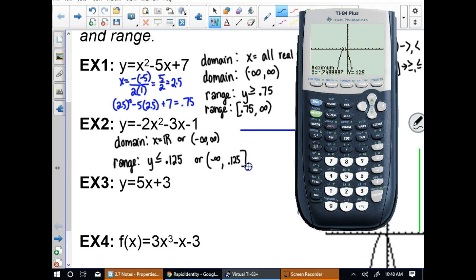Okay, questions? All right, let's look at 3. 3 is a little different because 3 is not a quadratic. What is 3? It's a linear equation. We got a line here.